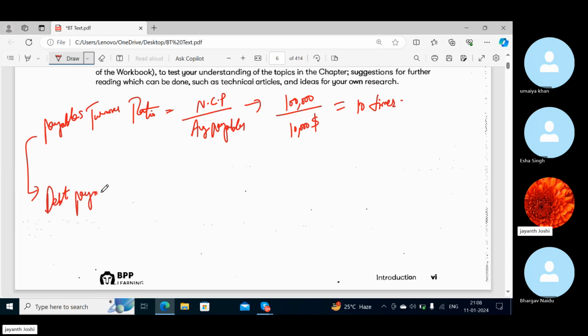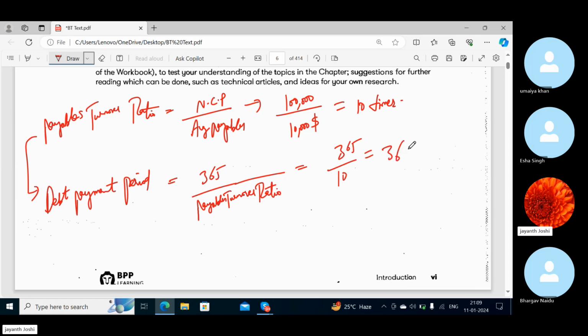Debt payment period. What does this formula say? 365 days in a year divided by payables turnover ratio. So 365 by 10, that means it takes 36.5 days for us to make the payment to our suppliers, and the ideal is always 30 to 36.5 days.